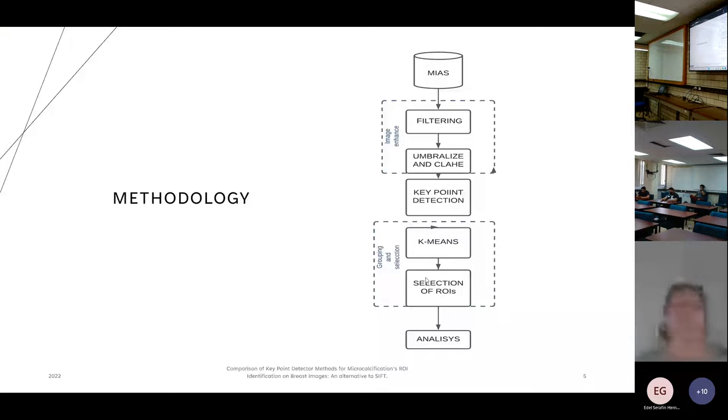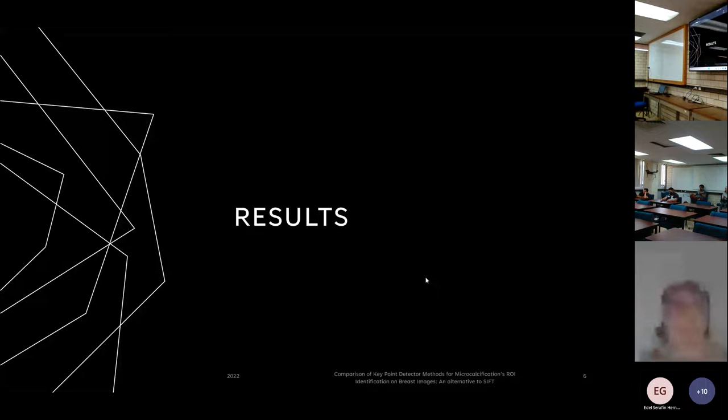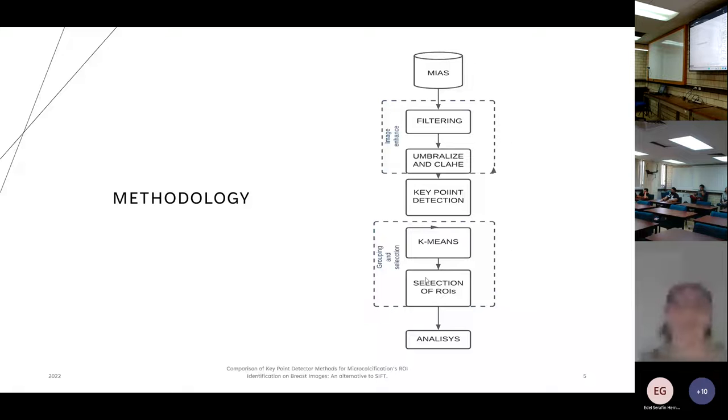For this methodology, we use Python 3 and OpenCV in Jupyter Notebook. The first step is selecting an image from the database and applying image enhancement by filtering, thresholding, and applying a contrast-limited adaptive histogram equalization. Here is where the key point detector algorithms extract the key points. And then we applied a k-means algorithm, which returns a label with the number of clusters for the key points already detected. So the region of interest is cut using the minimum and maximum point of each cluster. Finally, an analysis is executed considering whether the microcalcification area belongs to a region of interest or not. The time of execution and number of points are also considered for this analysis.